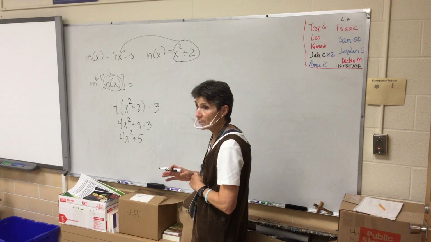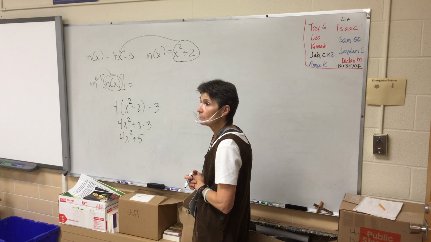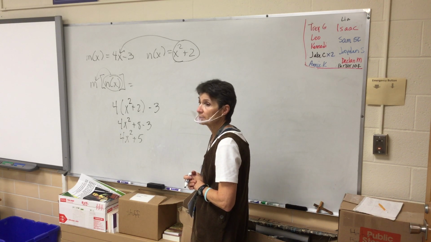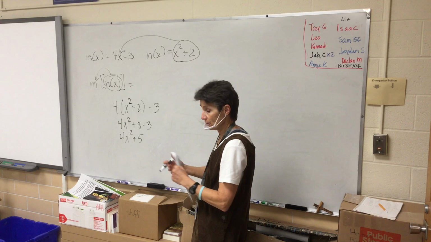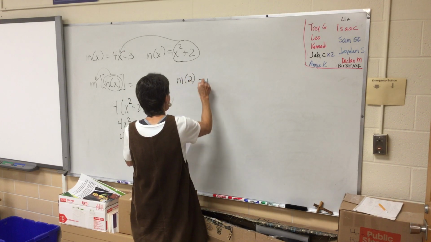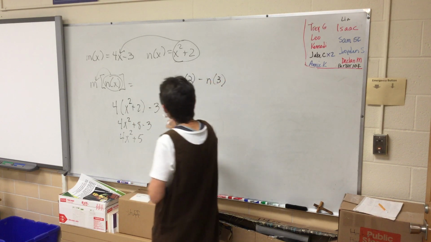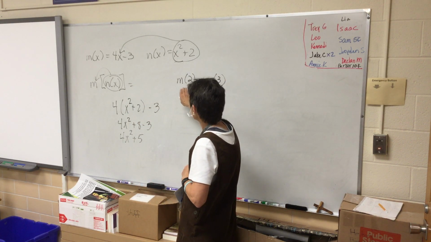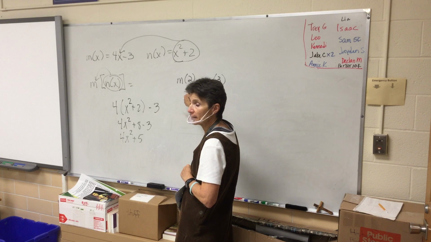All right, so what did we do? We plugged in the entire equation. When there's no number, that's what we do. Okay, second one says M of 2 minus N of 3. All right, let's do M of 2 first. That is a number, so I'm just going to plug it in.